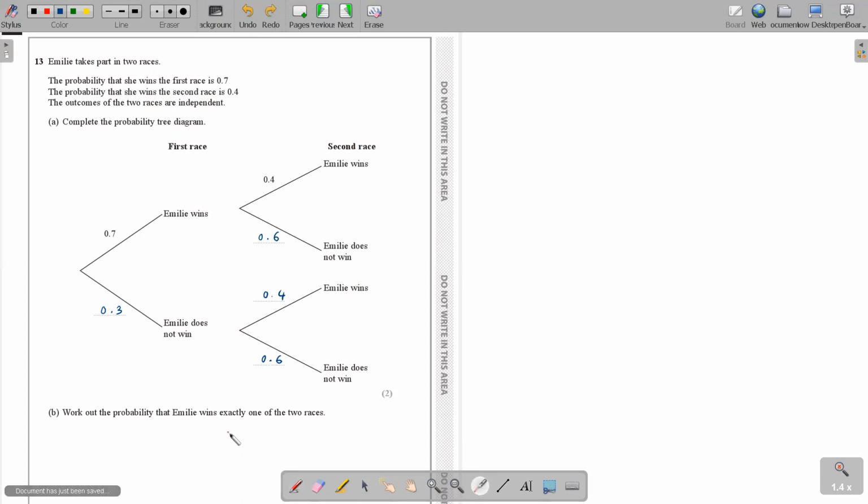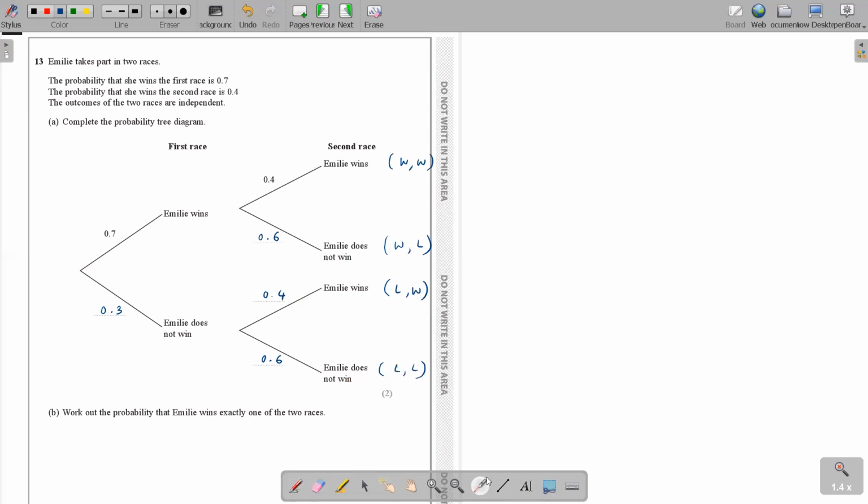Work out the probability that Emily wins exactly one of the two races. So she wins only one. What are the outcomes here? The first branch, she wins both: win-win, right? The second branch, she wins the first race and loses the second race: win-lose. The third branch, in the first race she loses, and the second race she wins: lose-win. And in the last one she's losing the first race and losing the second race. So that's the last one where she loses both.